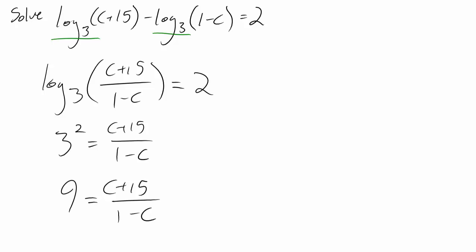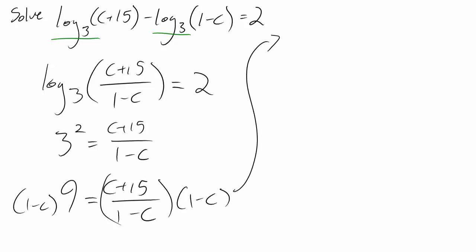All right, now to deal with the fact that we've got a c in both the numerator and the denominator, we're going to multiply both sides by that 1 minus c. So from here, I'll distribute the 9 through, so that'll be 9 minus 9c to equal the c plus 15. And we'll go ahead and move the 9c over to the right side, so we'll add 9c over to the right.